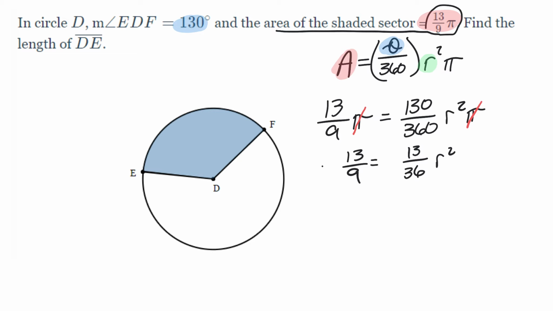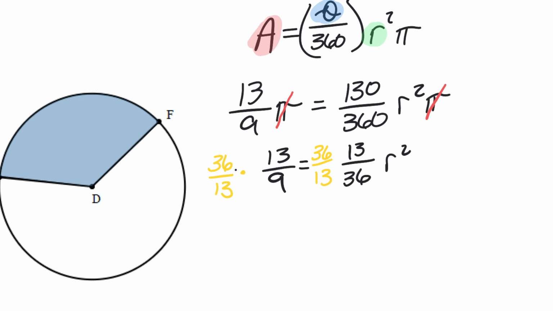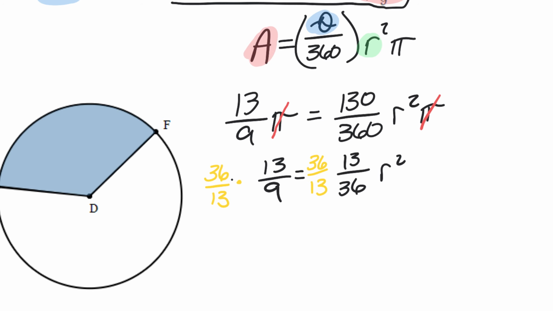Remember, we could divide by 13 over 6, but I want you to get in the habit of, instead of dividing by 13 over 36, multiplying times the reciprocal value. So I multiply the left side times the reciprocal value and the right side by the reciprocal value. Maximize this a little bit. So this is what it looks like.